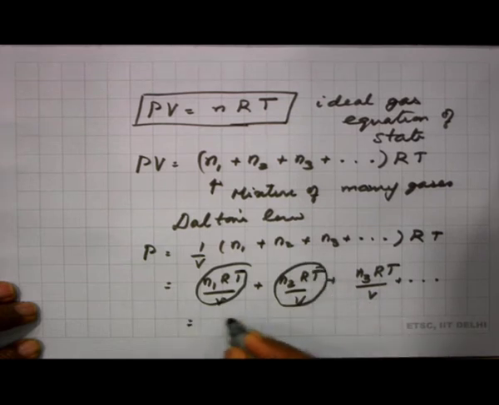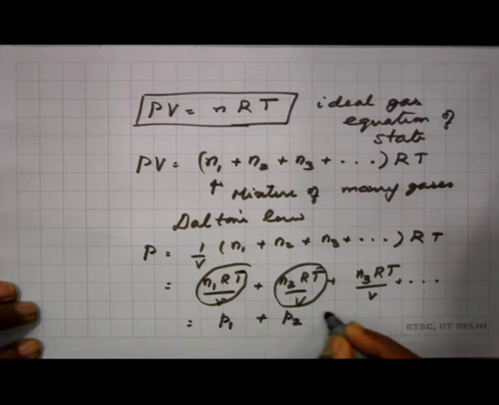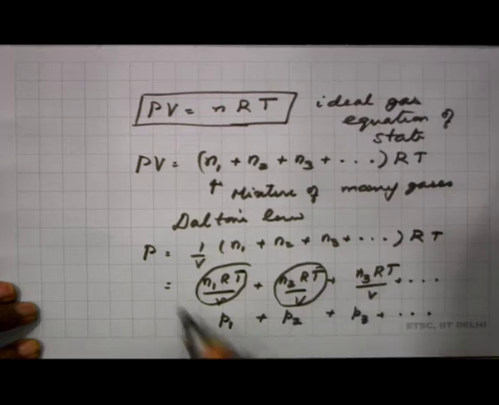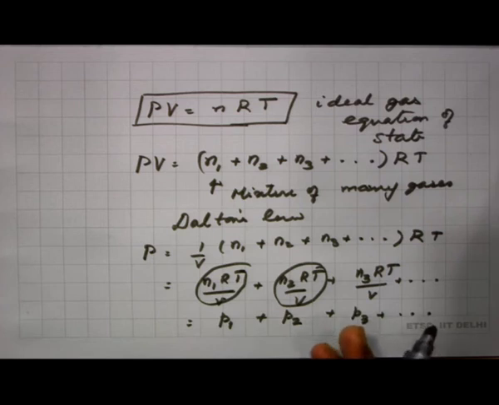So, this is the contribution due to P1, this is the contribution due to P2, and this is the contribution from P3, and so on, and this is Dalton's law of partial pressures. So, the total pressure that we see in a mixture of gases will be the sum of the partial pressures.